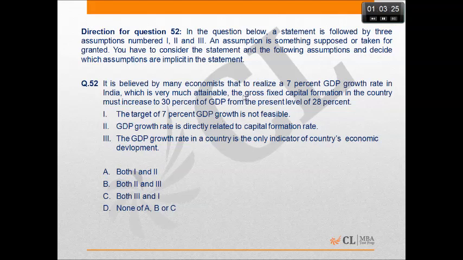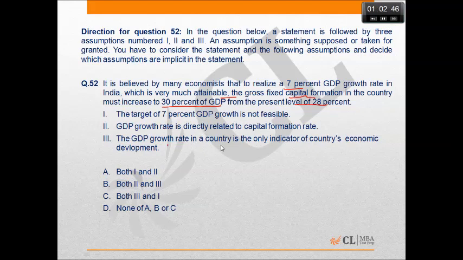Many economists believe that to realize a 7% GDP growth rate in India, which is very much attainable, the gross fixed capital formation in the country must increase to 30% of GDP from the present level of 28%. The target of 7% GDP growth is not feasible. If gross capital goes up, then it is feasible. It's not feasible. GDP growth rate is directly related to capital formation.